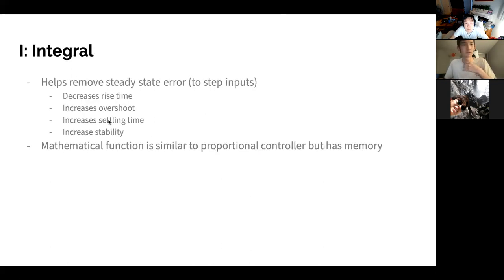So the other tools we have are the integral. This just removes the steady state error. It mathematically functions very similarly to the proportional controller, where it increases overshoot, decreases rise time, and increases settling time. That is actually one of the different things, whereas for proportional controllers, it doesn't really do that. Oh yeah, and it does increase stability, yes.